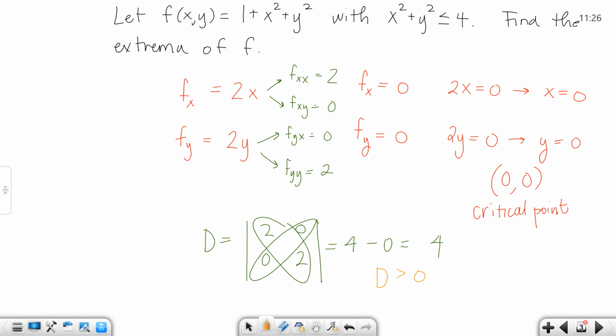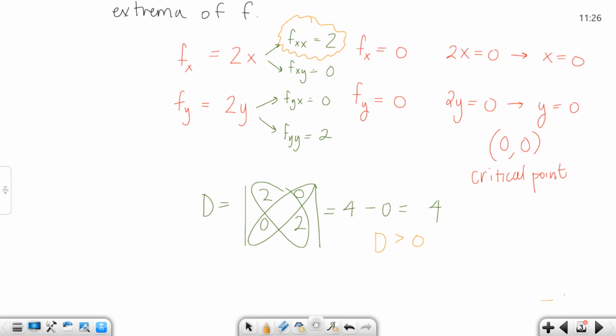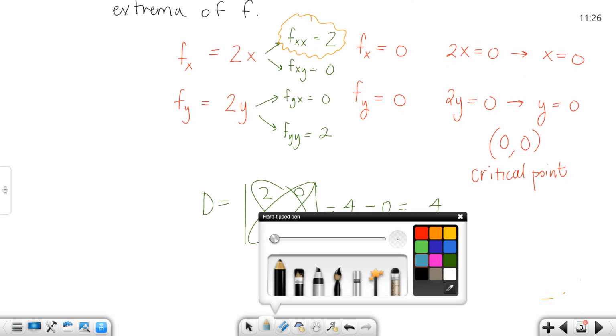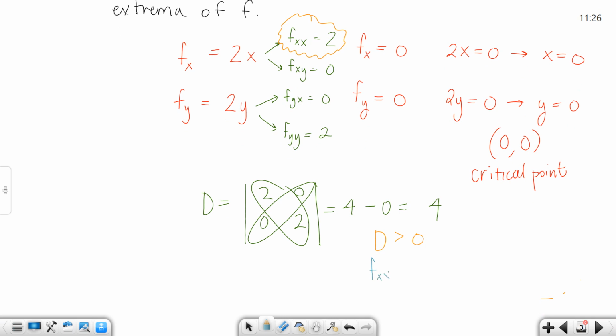The second thing I have to look at using my second derivative test is what fxx does. Here is fxx up here. I know that fxx is 2, which is also greater than 0. So if D is greater than 0, and the second partial derivative with respect to x twice is greater than 0, then that means we have a local min at the critical point. And that's what it would look like.